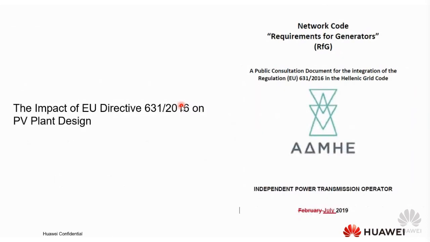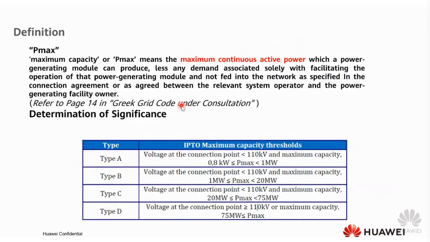But let's see how the Greek RFG affects this. Even though, to my best knowledge, this is not the latest one, so it's still under discussion how it will be implemented. But for sure, there are the types A, B, C, and D, which are different from each other. We focus now on Type C and Type D. Type C means the voltage connection is below 110 kV, but the power will be between 0.75 and 75 megawatt. And also Type D, which means it will be above or equal to 110 kV, and the power will be above 75 megawatt.